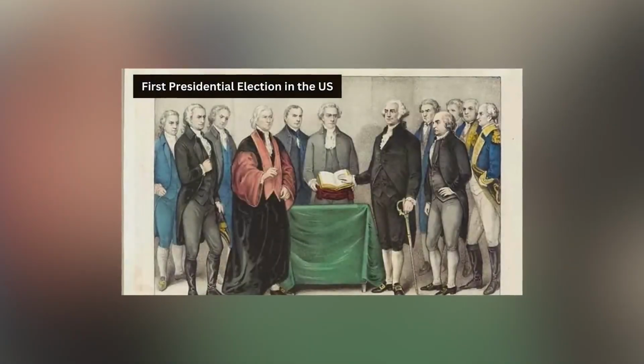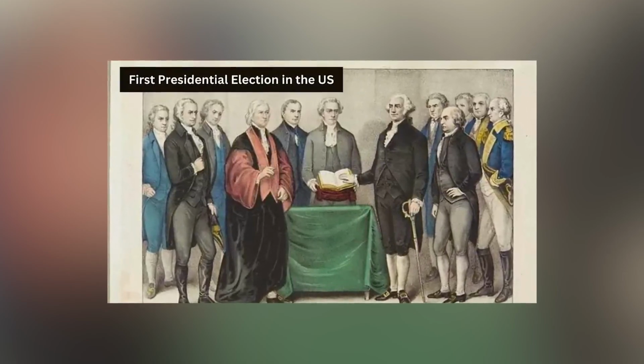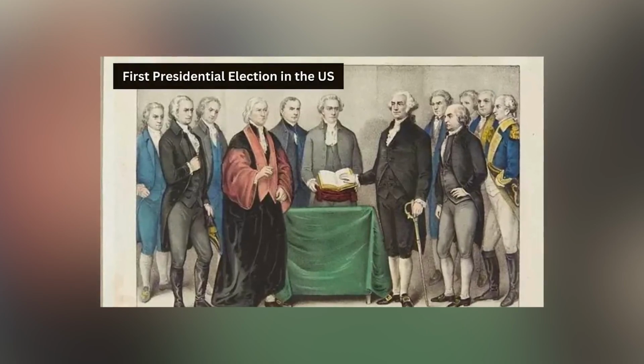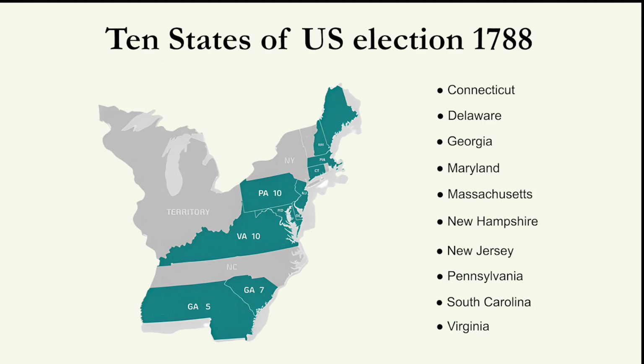The first presidential election, held between December 15, 1788, and January 10, 1789, was unlike anything we see today. 10 states participated, with North Carolina and Rhode Island absent due to their delayed ratification of the Constitution. New York failed to appoint electors due to legislative disputes.